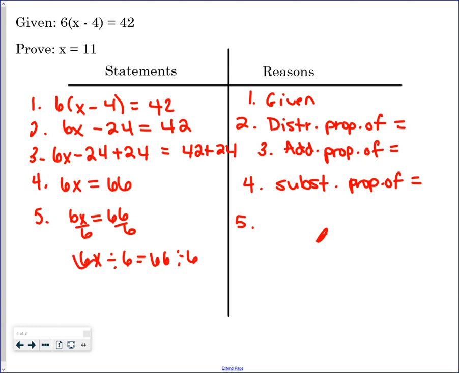Okay. So I'm fine with you keeping it this way, right? And what did we do to both sides? We divided, right? So, division property of equality. Okay? What do we get?